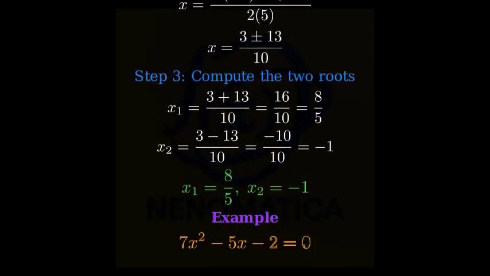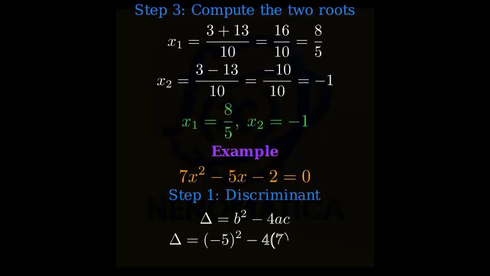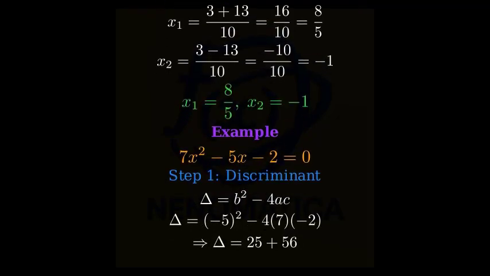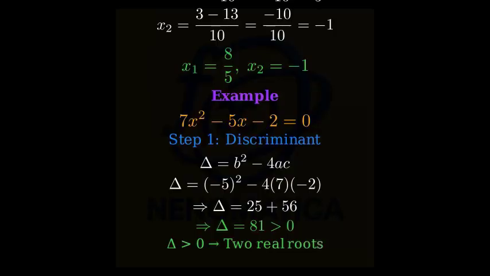Example: now solve 7x squared minus 5x minus 2 equals 0. As before, start with the discriminant. Delta equals b squared minus 4ac. Substituting a equals 7, b equals -5, c equals -2, we get delta equals (-5) squared minus 4 times 7 times -2. That is 25 plus 56. So delta equals 81, which is greater than 0.